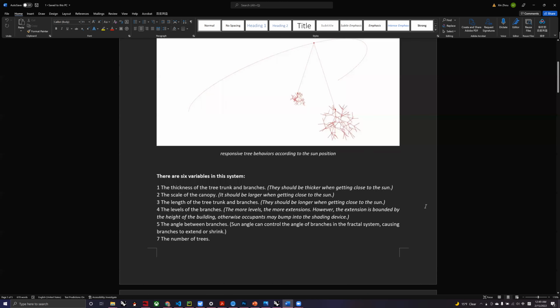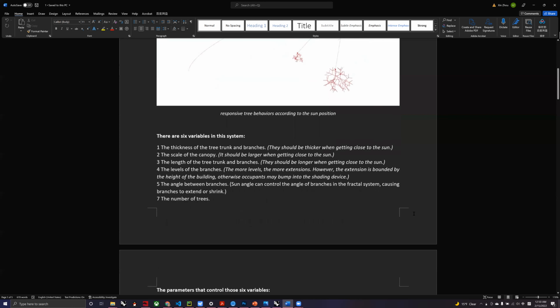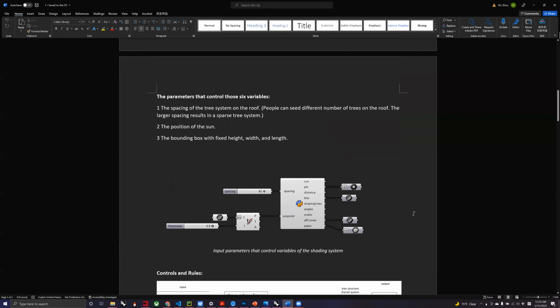There are 7 variables in the system: the thickness of the tree trunk and branches, the scale of the canopy, the length of the tree trunks and branches, the levels of the branches, the angle between branches, and also the number of trees. There are two parameters that control these variables.